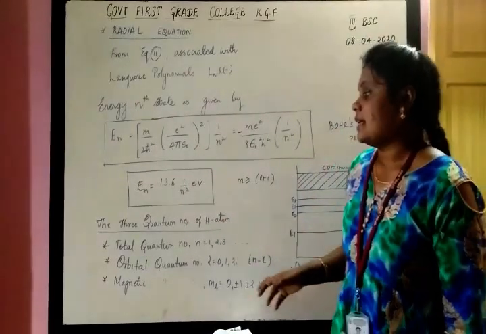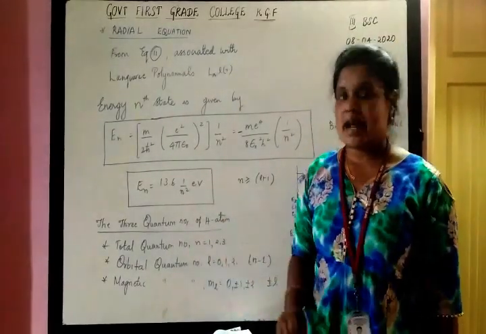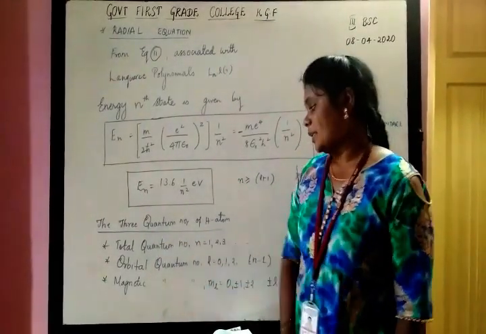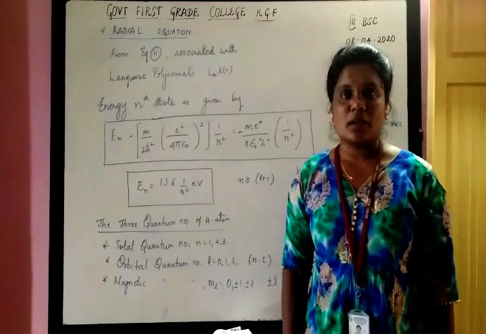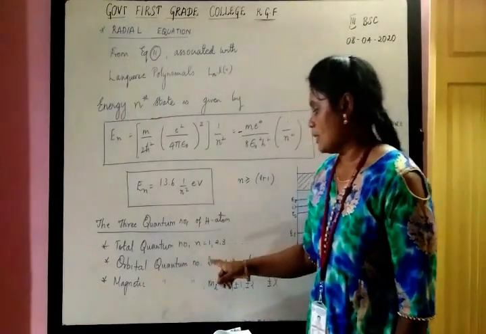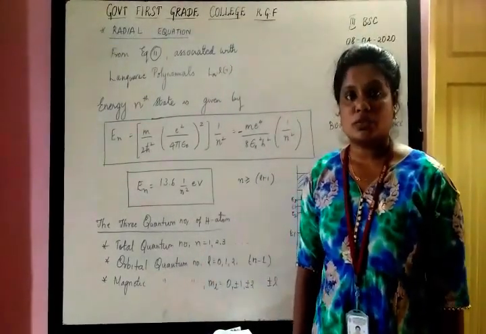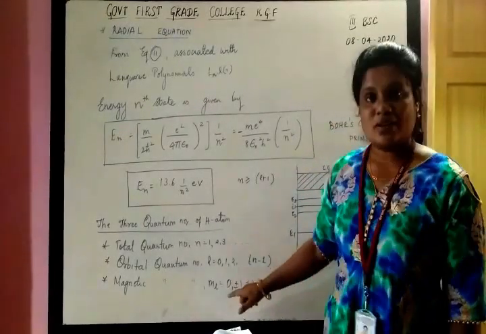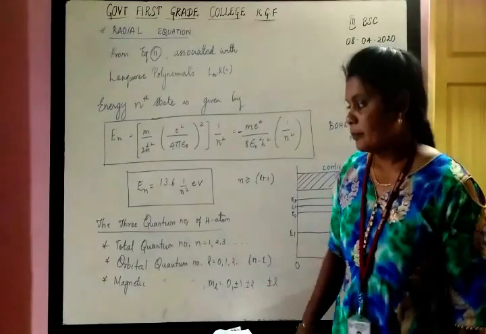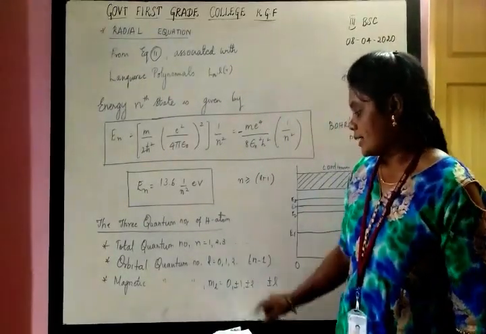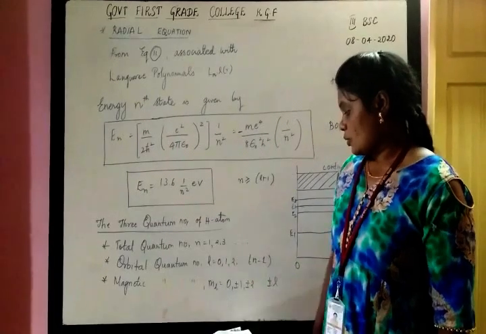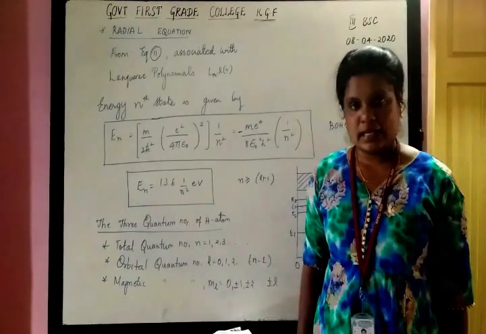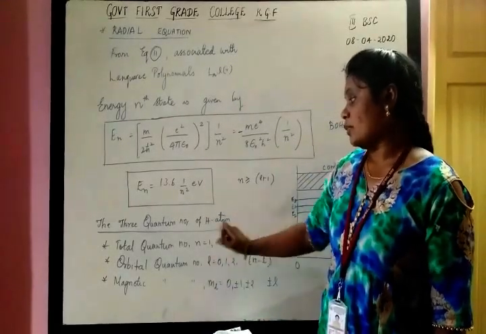So, next let us see the 3 quantum numbers of the hydrogen atom. The first one is the total quantum number, second one is the orbital quantum number and third is the magnetic quantum number. In the total quantum number, n is equal to 1, 2, 3. And in orbital, L takes the value 0, 1, 2, 3 up to n minus 1. And in the magnetic quantum number, ML is equal to 0, plus or minus 1, plus or minus 2 up to plus or minus L. So, these are the 3 quantum numbers of the hydrogen atom.